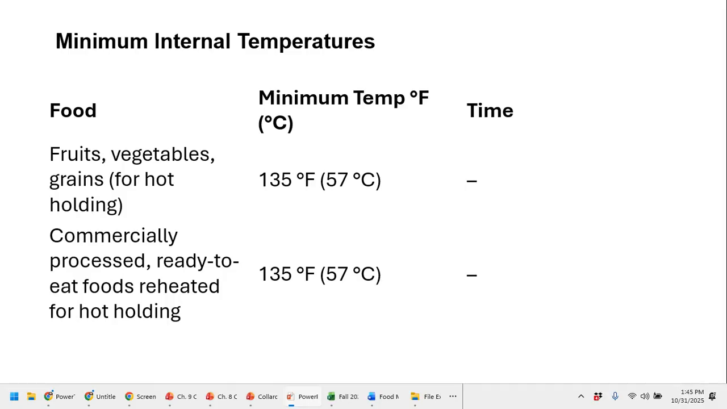And then down to the much less risky foods: fruits, vegetables, grains when they're being hot held, and commercially processed, ready-to-eat foods that are reheated. So these are all very low risk foods. Those only have to be taken out of the temperature danger zone. Right? We don't keep our foods in the temperature danger zone.